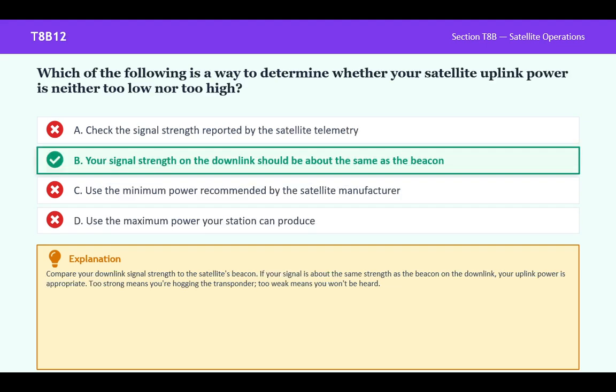Which of the following is a way to determine whether your satellite uplink power is neither too low nor too high? B. Your signal strength on the downlink should be about the same as the beacon. Compare your downlink signal strength to the satellite's beacon. If your signal is about the same strength as the beacon on the downlink, your uplink power is appropriate. Too strong means you're hogging the transponder. Too weak means you won't be heard.